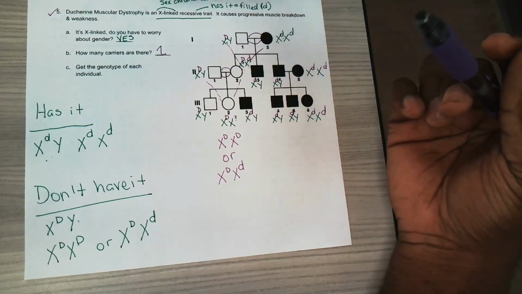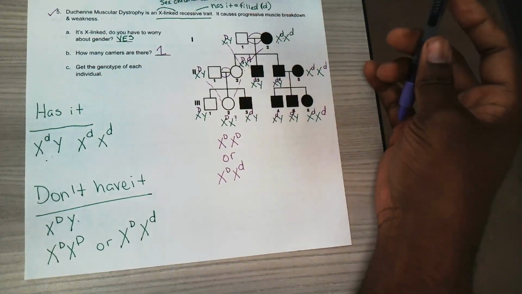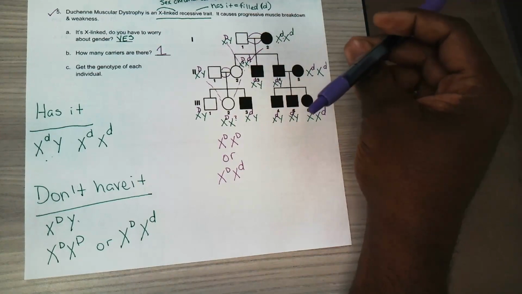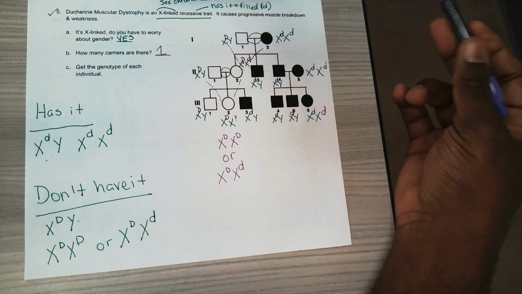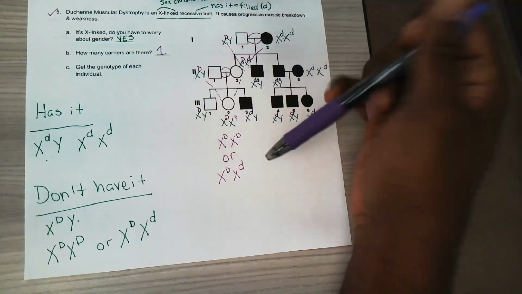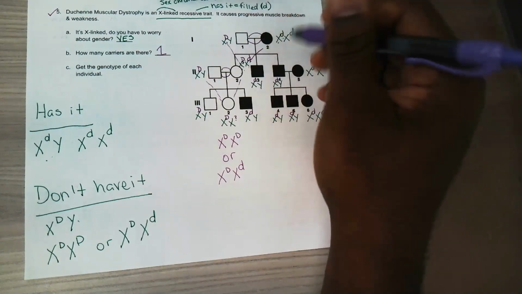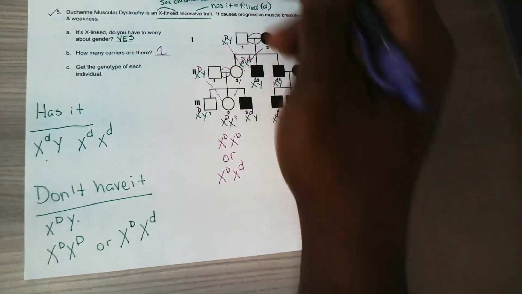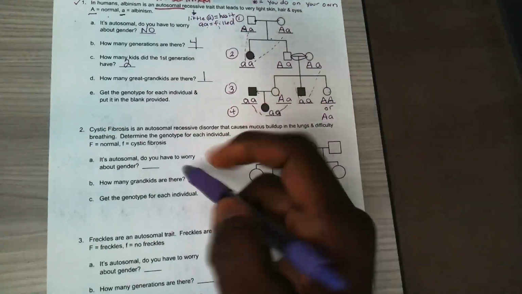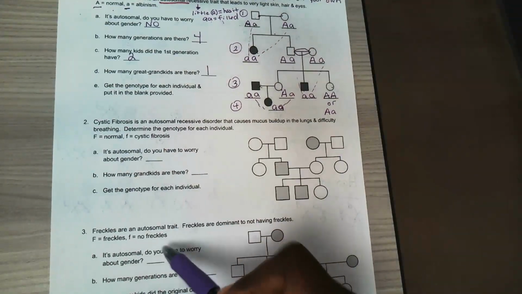So there's that. I think I got it in the time limit. If you have any questions, come see me for tutorials. I'll try to put up another video, probably going over sex-linked traits, because I know I went through this one kind of fast. Again, remember, you're now responsible for doing questions 2 and 3 on your own.